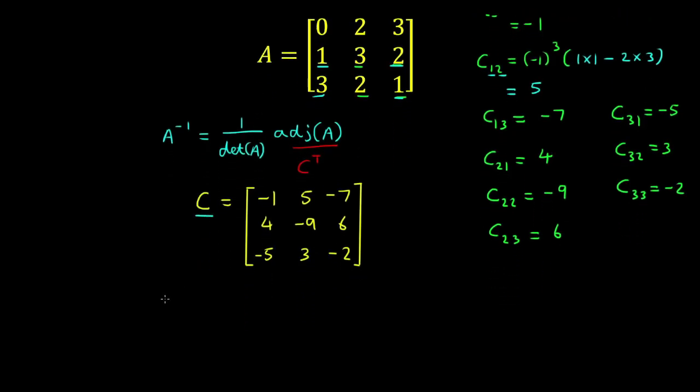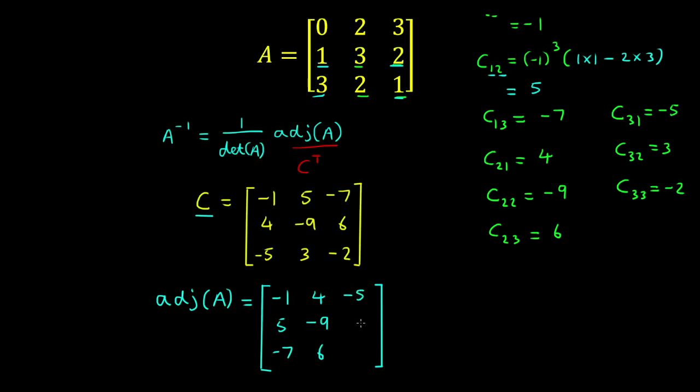So the transpose of this matrix is the adjoint matrix of matrix A. So to transpose this, we have minus 1, 5, and minus 7. And then 4, minus 9, 6. And then minus 5, 3, minus 2. So basically we put the rows of the cofactor matrix as columns in the adjoint matrix.